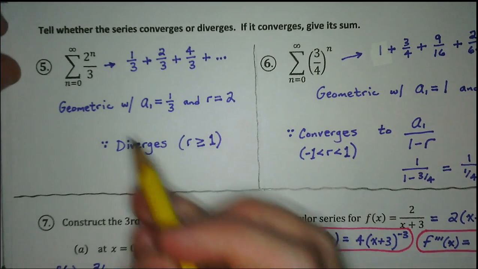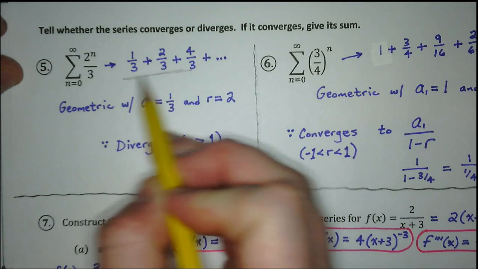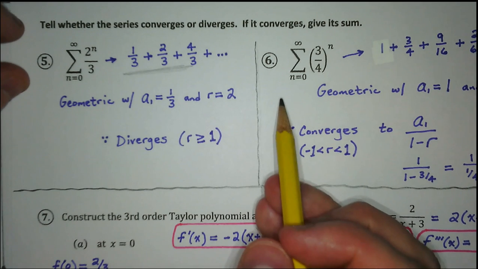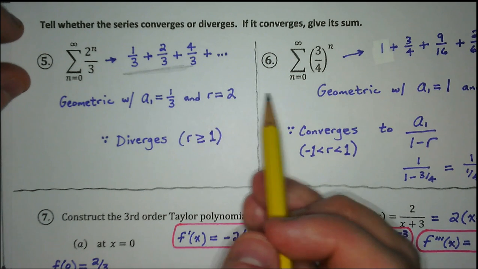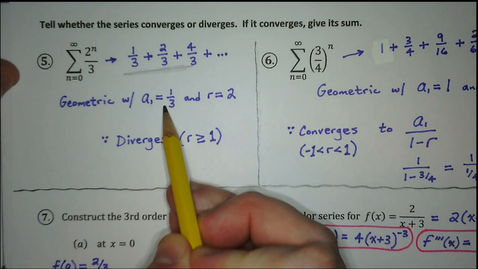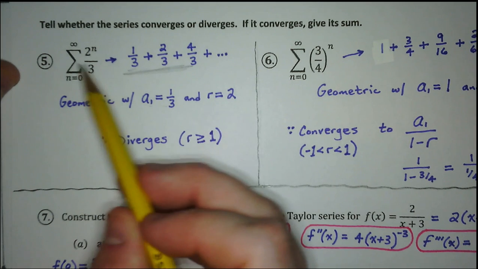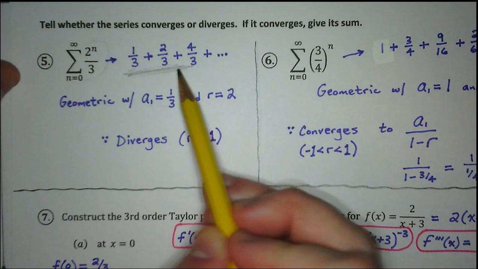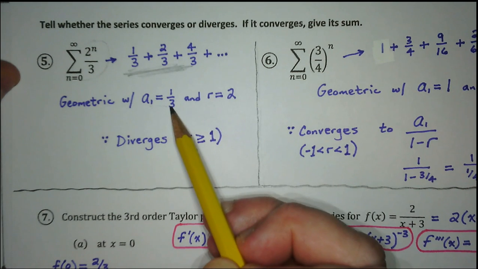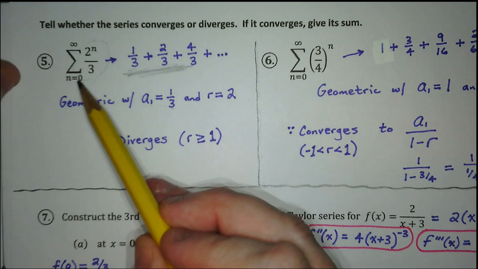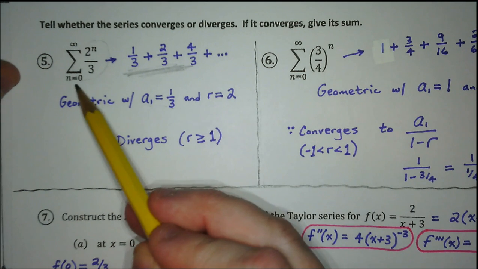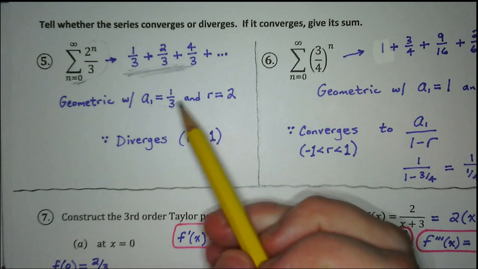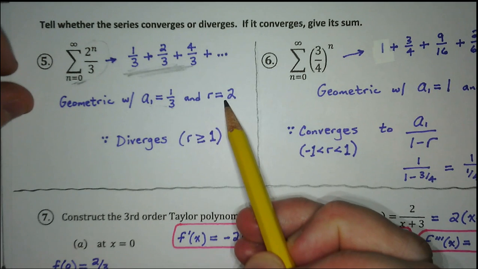Number 5, hey! Especially once you do a little investigating, this is definitely geometric. That's really good news. So then you can figure out that your A1 is 1/3, whether you do it in your head or somehow dissect this. When you write out the first handful of terms, the first term is going to be 1/3. You start by plugging in 0 to get off the ground with your first term. Anyway, your first term is 1/3, and your R value is 2.